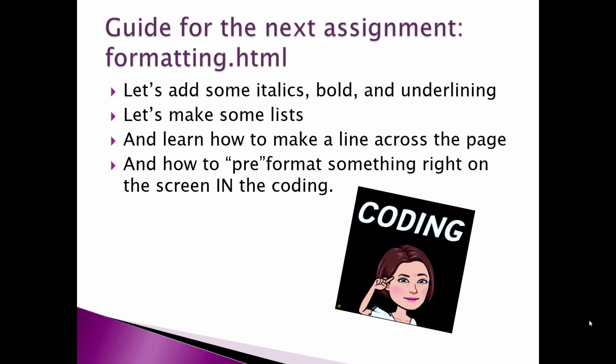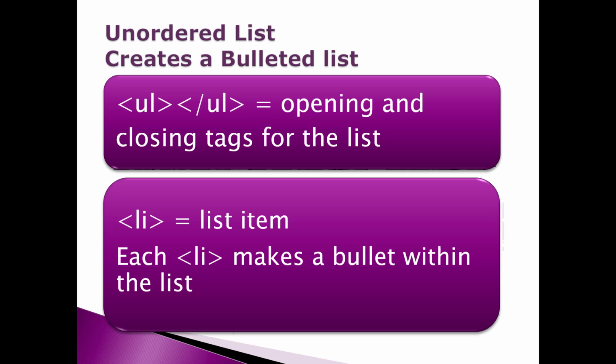Let's look at our next assignment called formatting.html. We're going to add italics, bold, underlining. We're going to make bulleted lists and numbered lists, make horizontal rules, and do some pre-formatted coding. There are two kinds of lists.